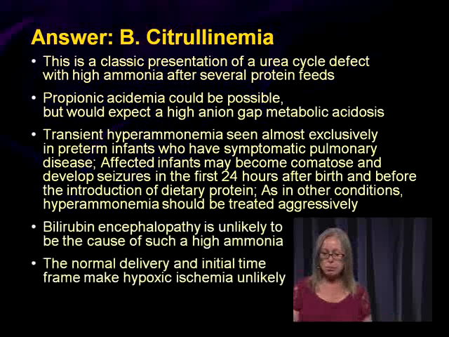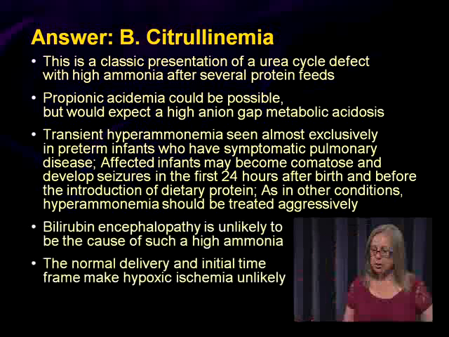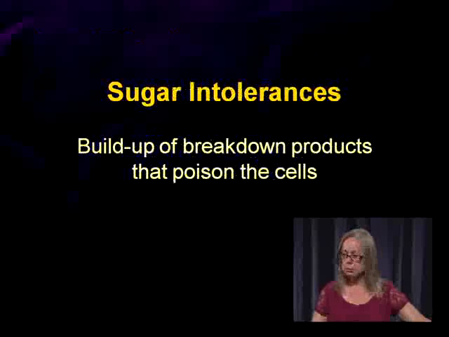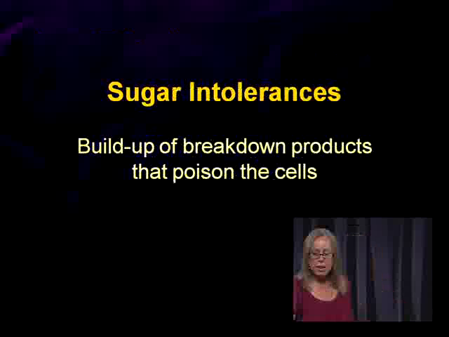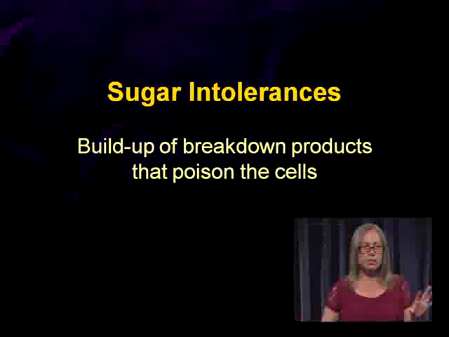Bilirubin is unlikely to be a cause of high ammonia, and the normal delivery and initial time frame make HIE unlikely. All right, back to sugars. Everybody loves sugars. So this is, again, buildup of products that poison cells and intoxications, but from the sugar products.